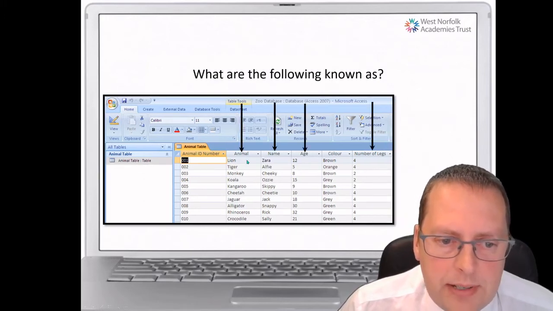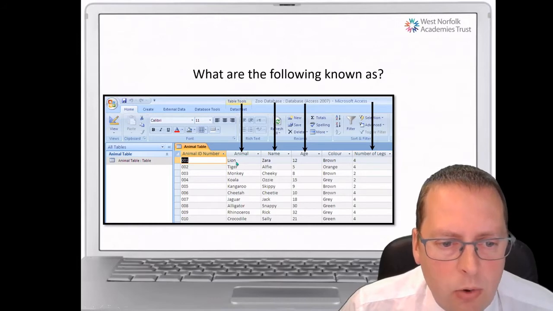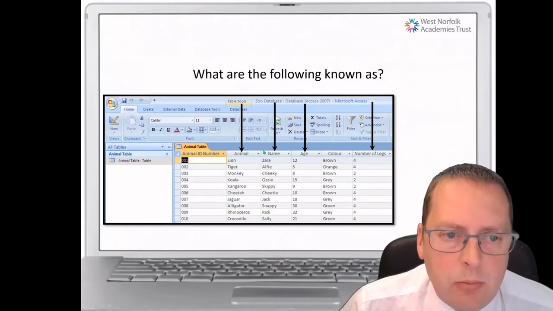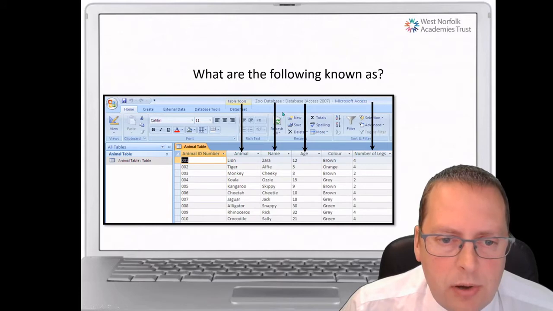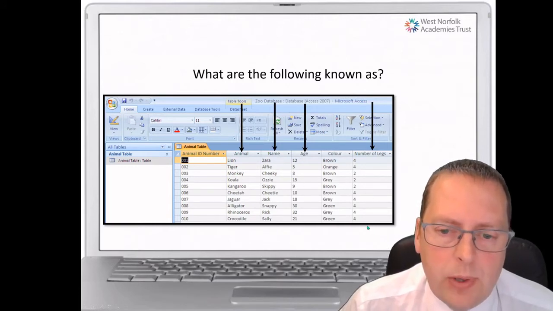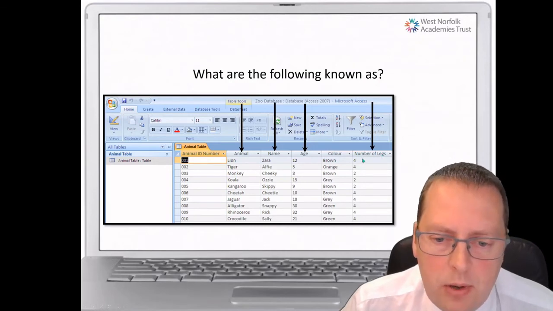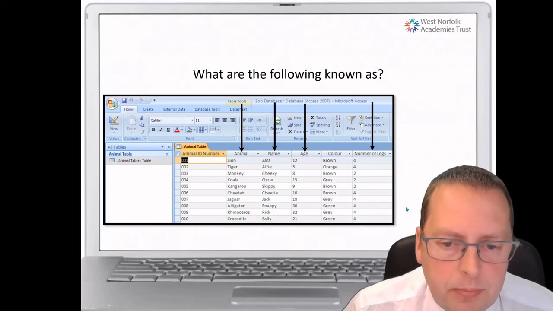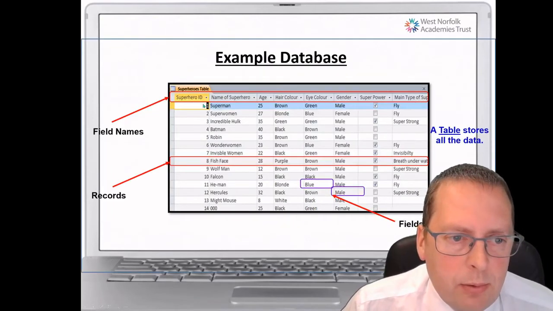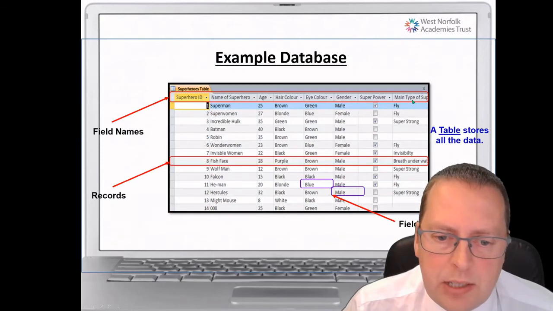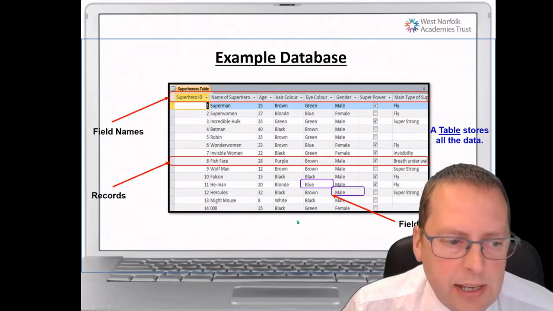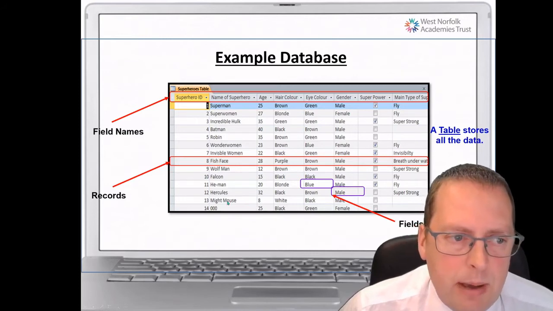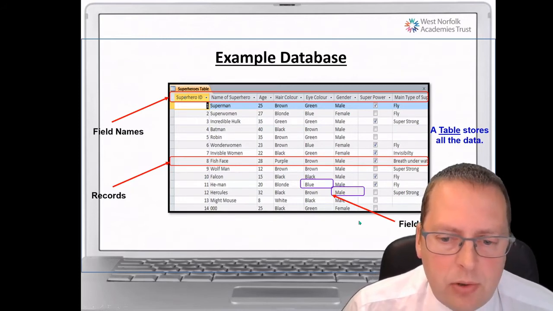With the columns going down, we've got animal here, all these different animals. What are the following known as? And you might know this, but these are fields. So again, we did this last week. So we've got the number of legs field, where we can see all these animals have either 4 or 2 legs. So we've got our field names right at the top of our database. We've got our fields here and our records going across. So that's what you need to remember, these keywords: field names, records, and fields.